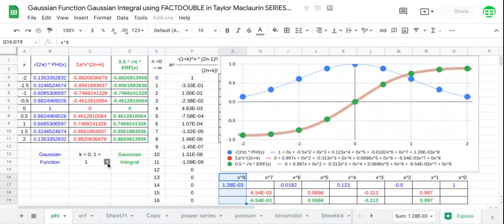So we can toggle this from 0 or 1. This completes the use of double factorial to generate the Taylor-Maclaurin series sum of the Gaussian function and the Gaussian integral and its Linest polynomial regression.